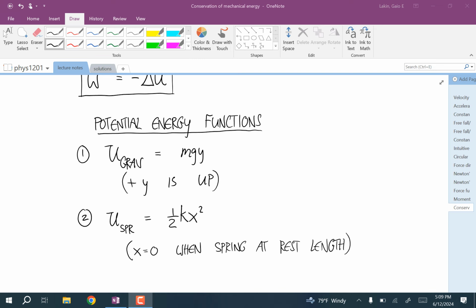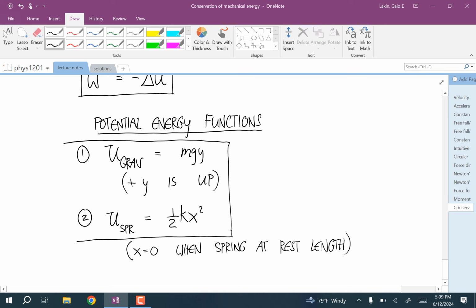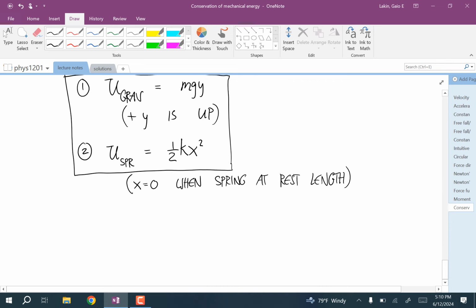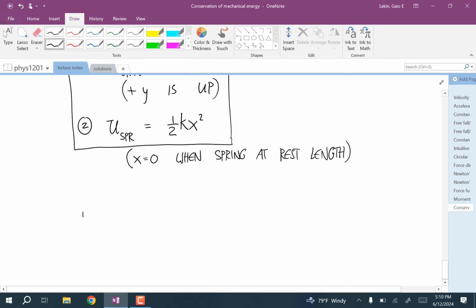Okay, well now, this is an important result for us. We're going to use these functions in every one of these energy problems. But now we've defined all of the four important things, and we can actually do some problems. So now we're ready for the conservation of mechanical energy.